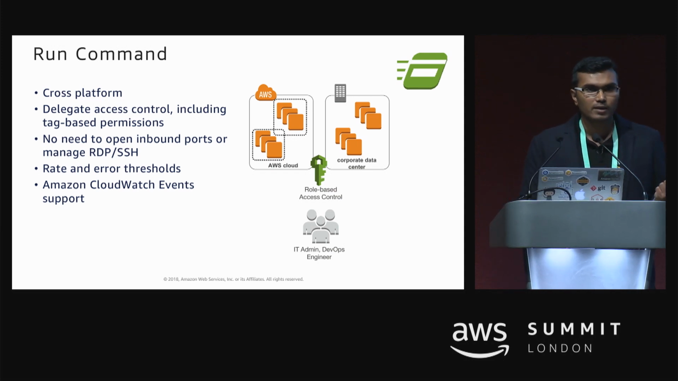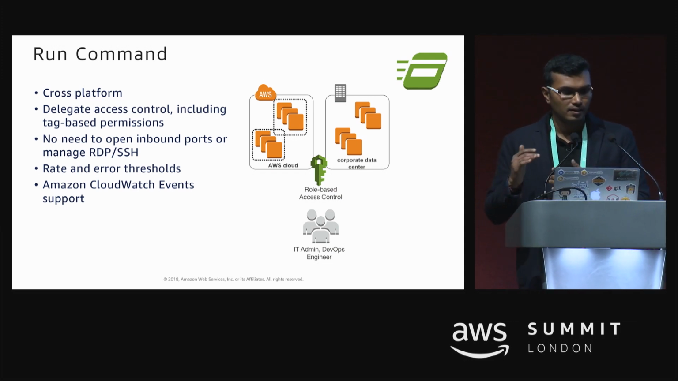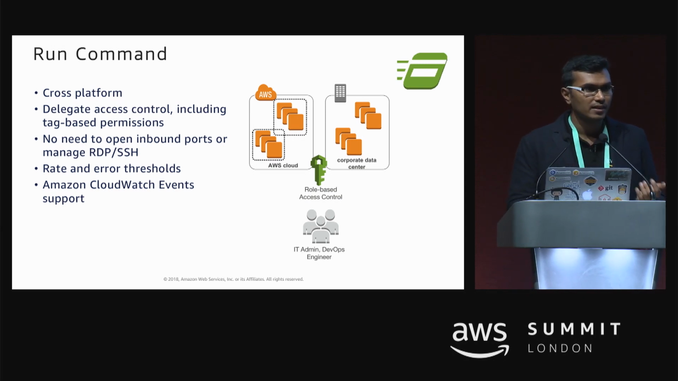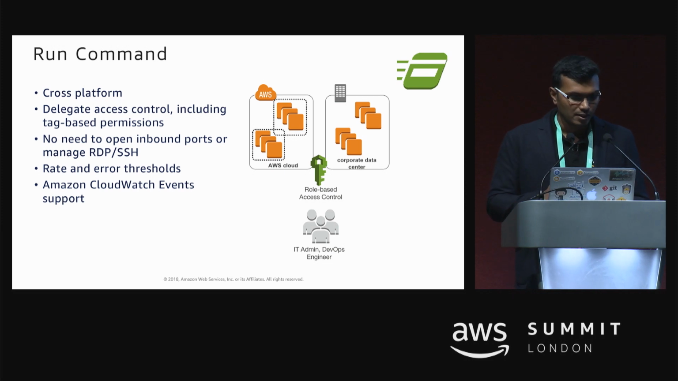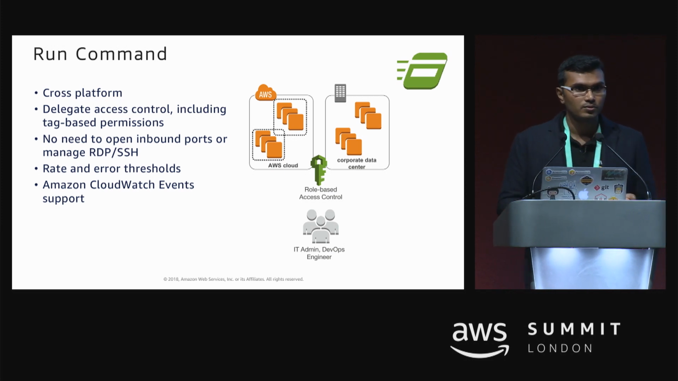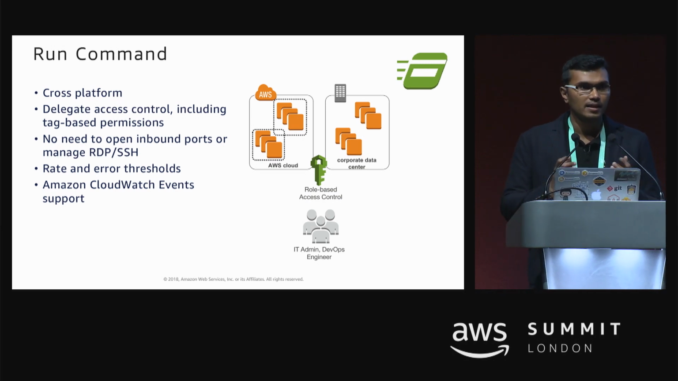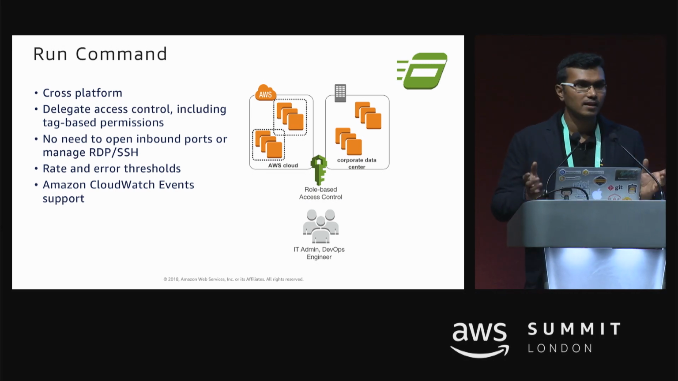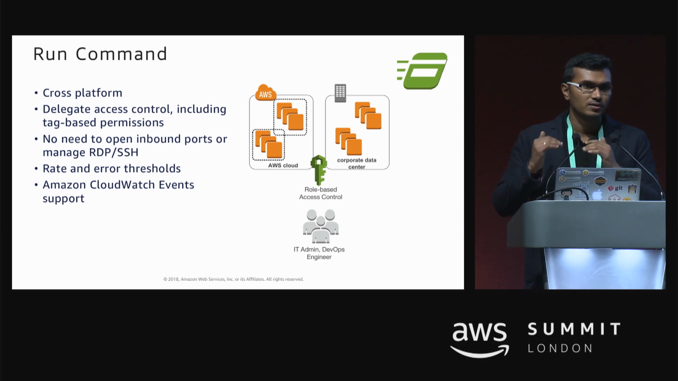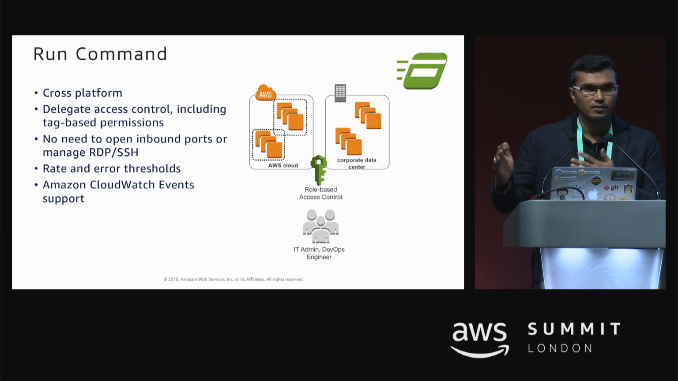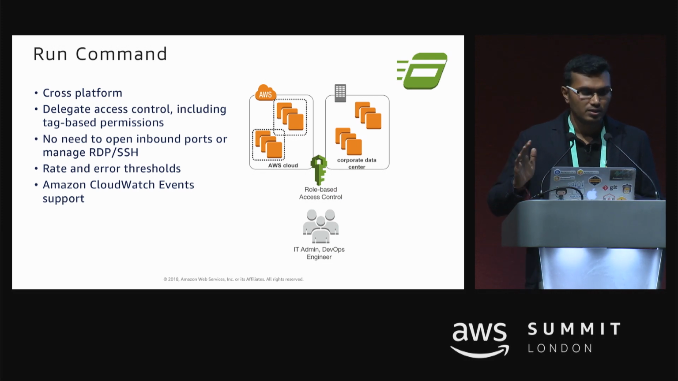The nice thing about run command is you actually don't need to enable any inbound ports, meaning you don't need to manage your RDP or SSH ports any longer. You can also define the rate thresholds, the maximum concurrency that you want to have. What I mean by that is, if you have a fleet of 10 servers, you can say what's the maximum concurrency, or how many parallel executions can happen at a time across those 10 servers. And then you can define error thresholds as well, meaning that if it has encountered 1 error or 2 errors, stop executing the run commands from then onwards.